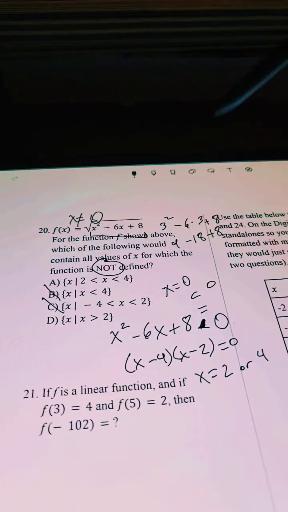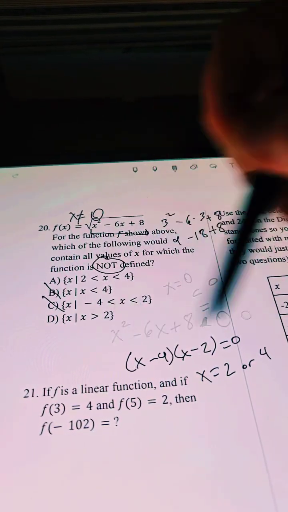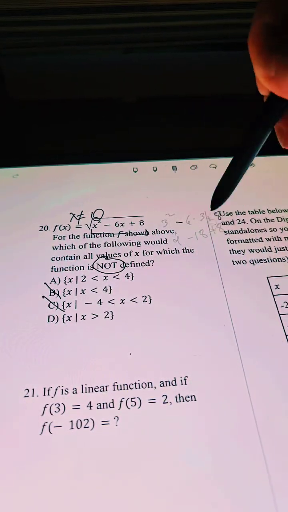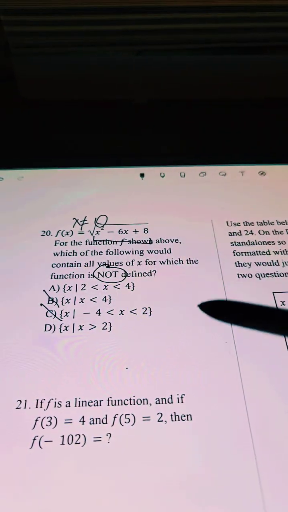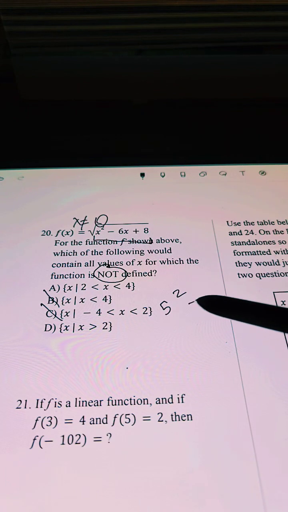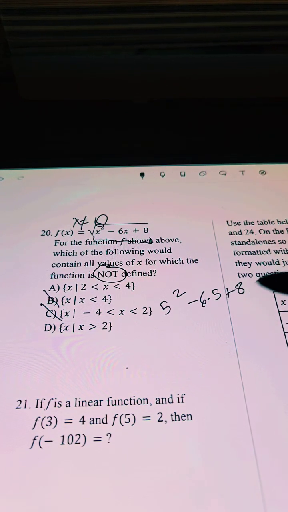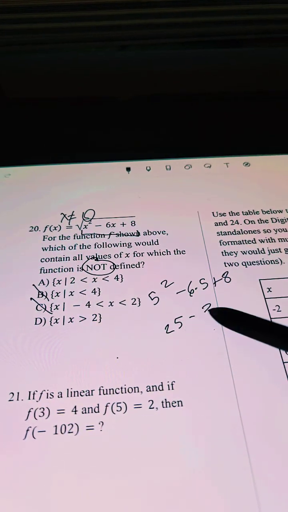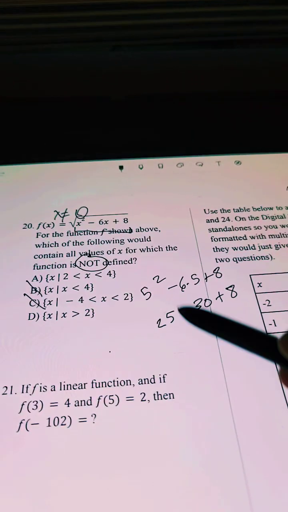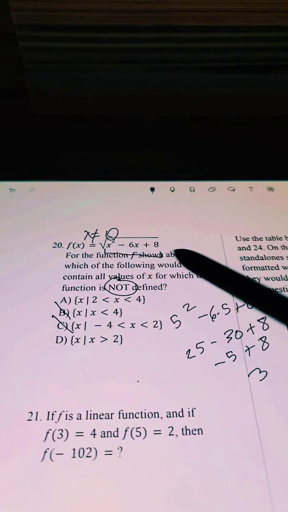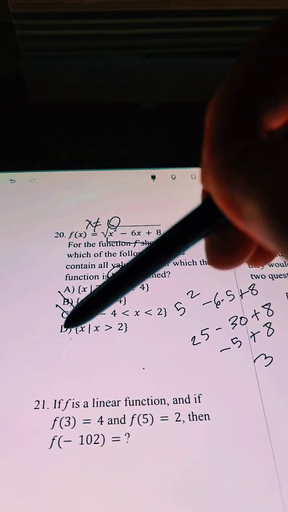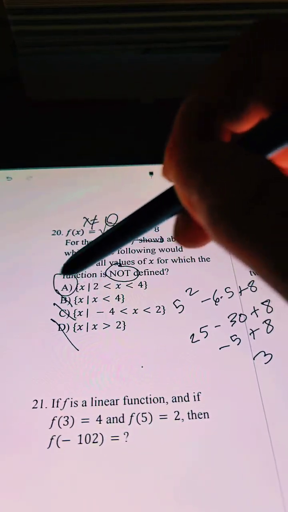If we plug in 5, we would have 5 squared minus 6 times 5 plus 8. So then that's going to be 25 minus 30 plus 8. So then that's going to be negative 5 plus 8. So that's just going to be positive 3, which remember we wanted a negative value in there. So it's not going to be D, it has to be A.